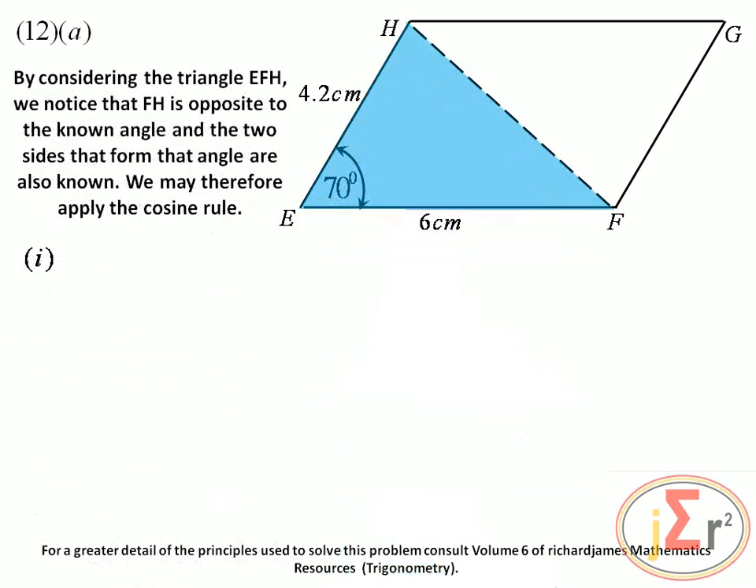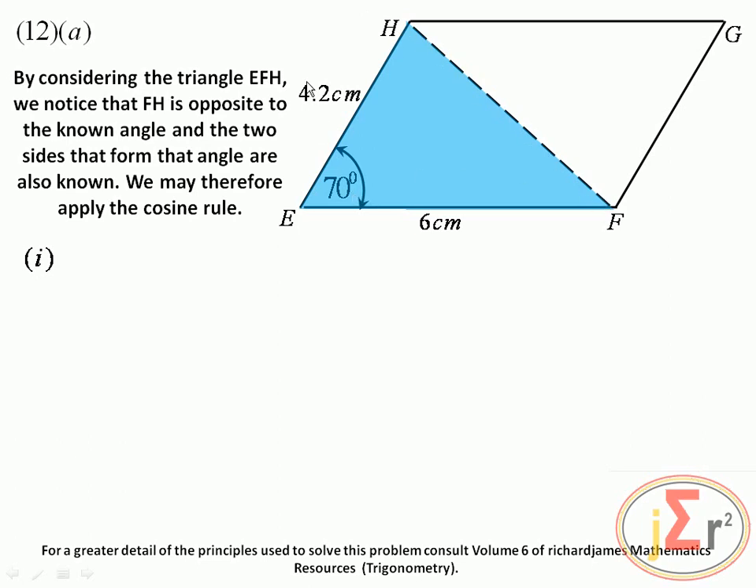By considering the triangle EFH, we notice that FH is opposite to the known angle, and the two sides that form the angle are also known. We may therefore apply the cosine rule. Now, if we are going to find HF, we are going to apply the cosine rule to any situation in which we are required to find the side that is opposite to a known angle.